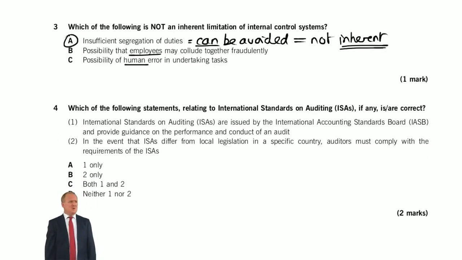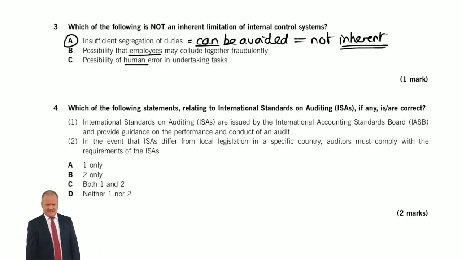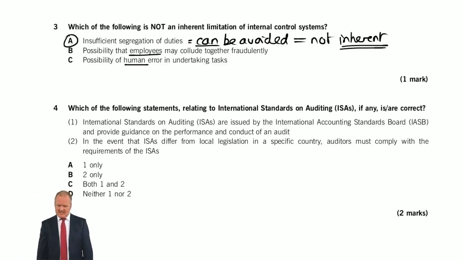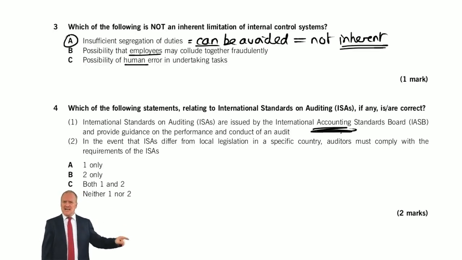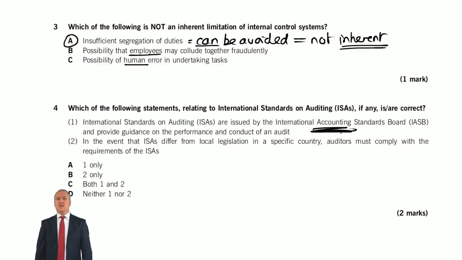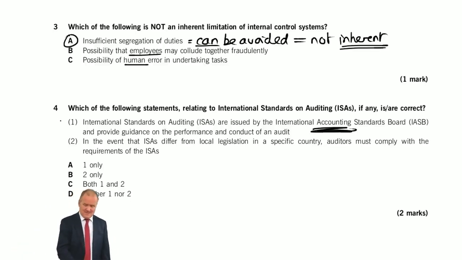Question number 4 is possibly the most stupid question I've ever seen, but hey. Which of the following statements relating to international standards on auditing, if any, is or are correct? International standards on auditing, ISAs, are issued by the International Accounting Standards Board. No, they're not. They're issued by the International Audit and Assurance Standards Board. Strangely enough, the International Accounting Standards Board issue accounting standards. Bit of a clue in the name there. So that's rubbish.